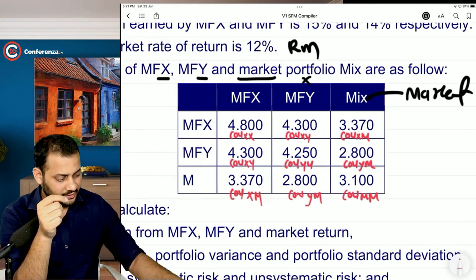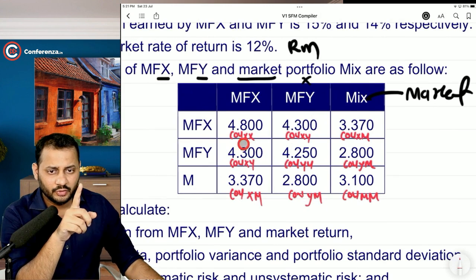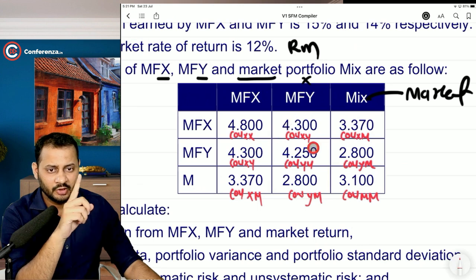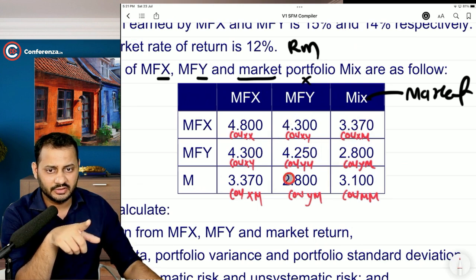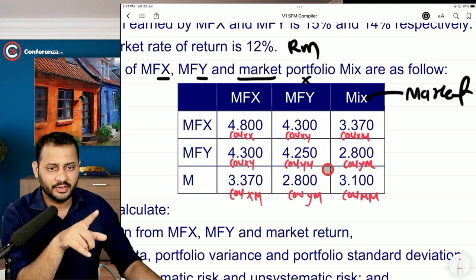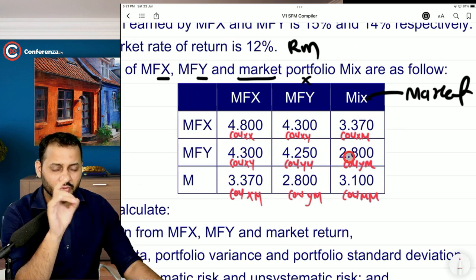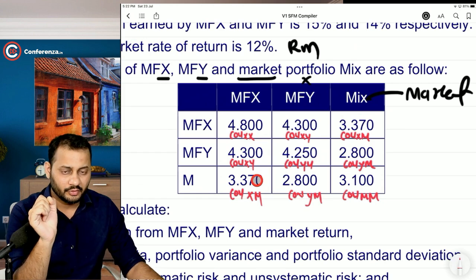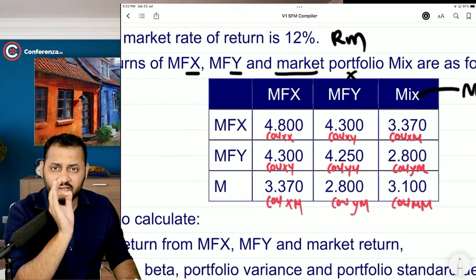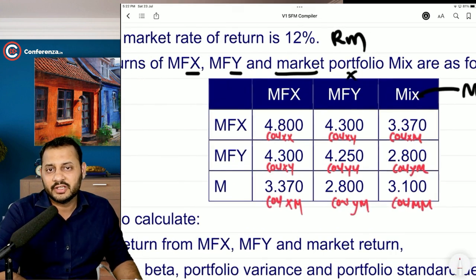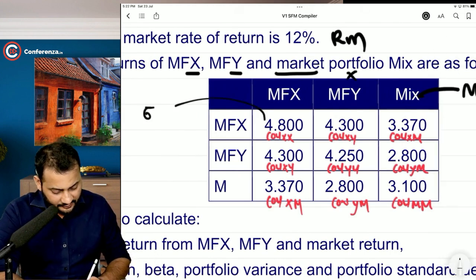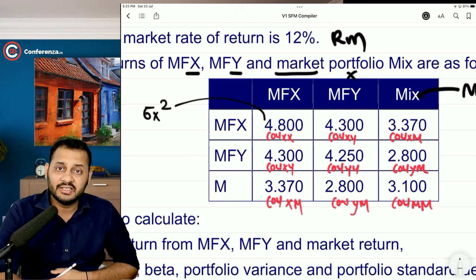Okay, now understand a few things in that. Do you realize covariance of XY and covariance of YX both are the same, 4.3, 4.3. Covariance of XM 3.370, covariance of MX 3.370. Again, covariance of YM 2.8, covariance of MY 2.8. So three figures are repeated. Good. Now, can I write down one thing? What do you call covariance of X with X? Covariance of X with X is nothing but standard deviation of X square, that is variance of X.